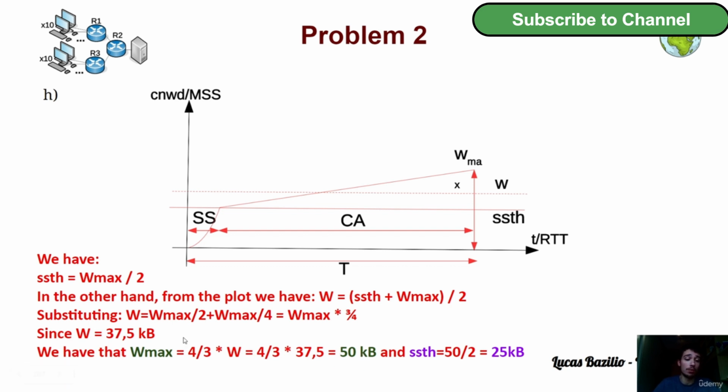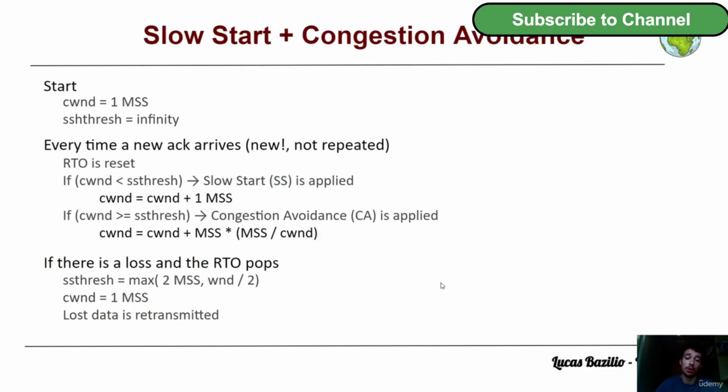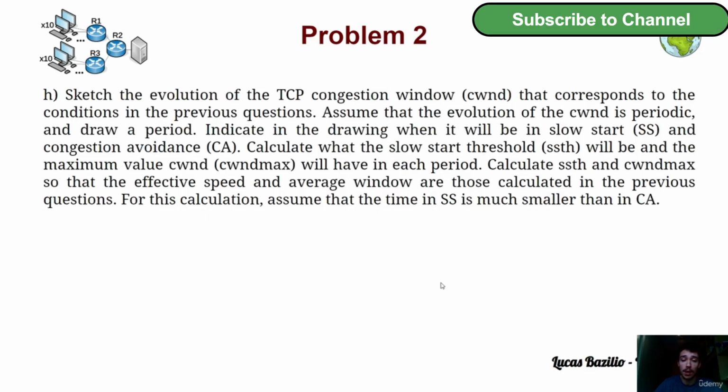Once we have the value of the maximum window, we can trivially know the value of the slow start threshold, because the slow start threshold is the maximum window divided by 2. Therefore, the slow start threshold is equal to 50, as we have just calculated, divided by 2, which gives us 25 kilobytes, right? And this is the plot of the period, the sketch, and also the value of the maximum window and the slow start threshold in this question H.